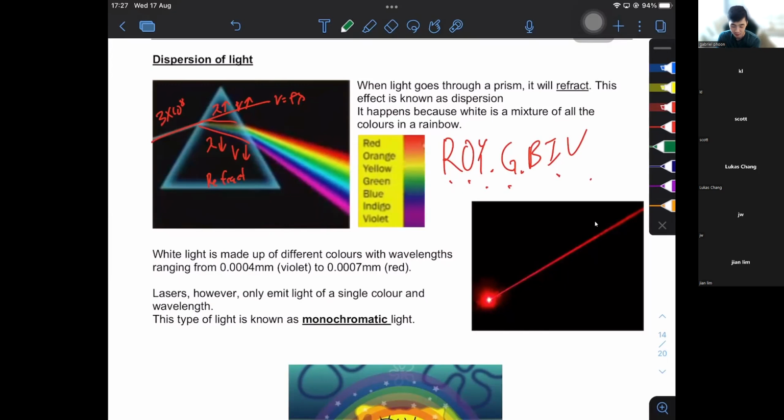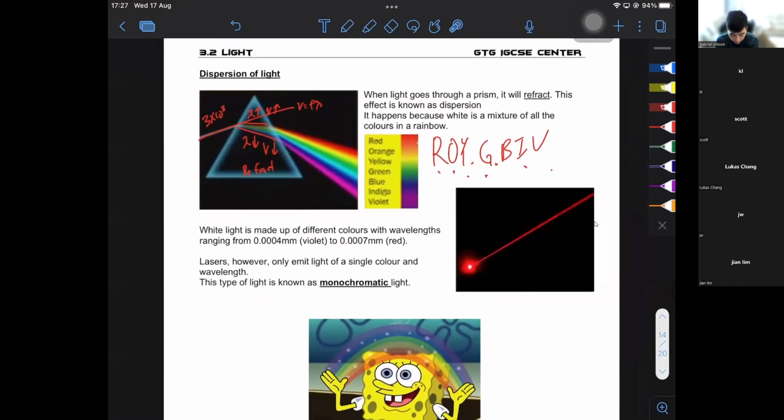But anyways, this is essentially what's happening here, okay? If you look at the statement here, white light is made of different colors with different wavelengths ranging from 0.004 mm to 0.007 mm. It is essentially double the wavelength, which means it is actually almost double the speed, right? Because assuming frequency is the same.